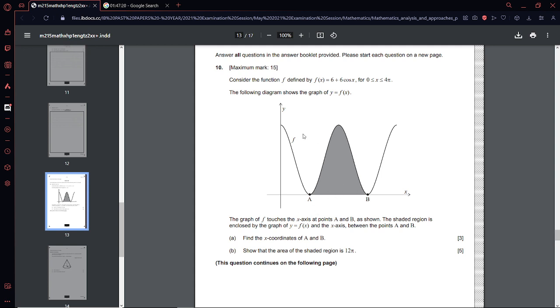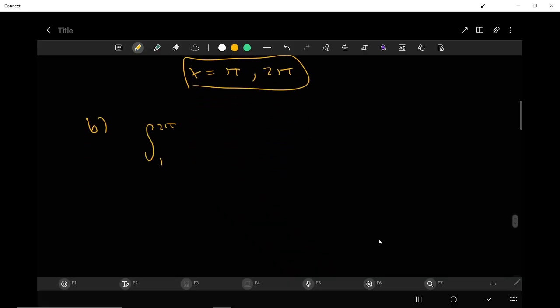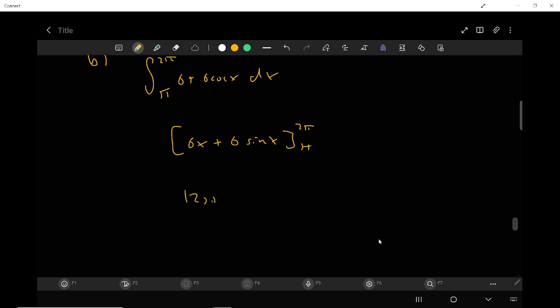When cos is 0, I think those are the answers here. B. So the area of the shaded region is 12 pi. So the integral from 2 pi to pi of 6 plus 6 cos x dx, which equals, I guess, is it just 6x plus 6 times the integral of cos, sine x, from 2 pi to pi? 12 pi plus 6, so sine pi is 0. Take away 6 pi. Oh, it says 12 pi.